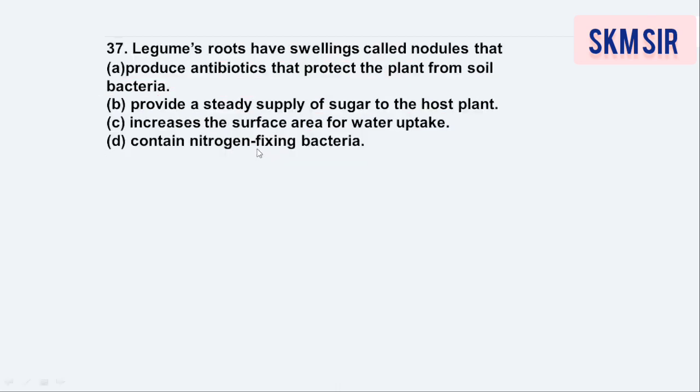Coming to the next question, 37th. Legume roots have swellings called nodules. So what is true about this nodule? Please read out the options, dear friends. Produce antibiotic, provides steady supply of sugar, increases the surface area, or contain nitrogen fixing bacteria. So it is one of the easiest questions, dear friends. It is very easy for all of you to guess. Option number D is the correct one because it contains nitrogen fixing bacteria.